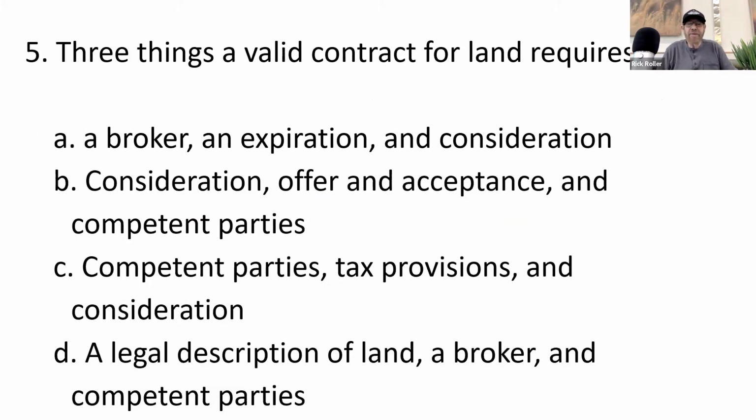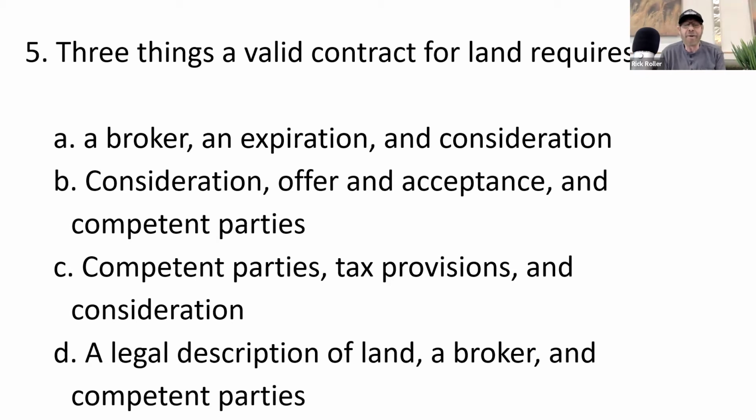Let's go to 5, please. Let's talk about 3 things that a valid contract for land requires. Okay, 3 things a valid contract for land requires. Now, would it make any difference if it's for land or for an improved property? Probably not, but let's just look at our answers. A, a broker? No, I'd throw that one out just because we have for sale by owners that happen all the time. A broker, an expiration in consideration? Well, no. B, consideration, offer and acceptance, and competent parties. Ooh, that one feels warm and fuzzy. Let's stick with that one.